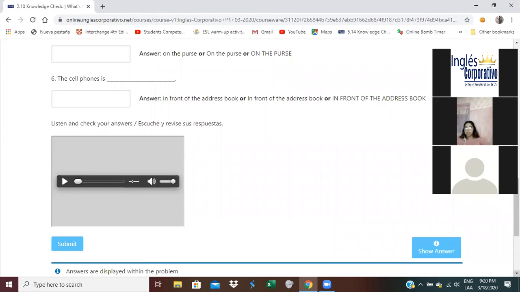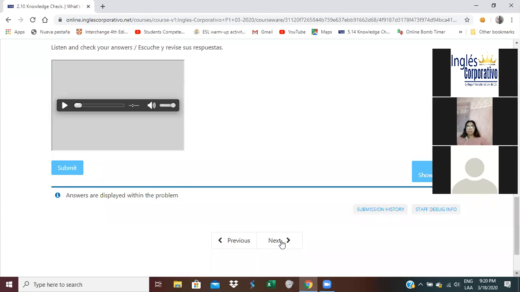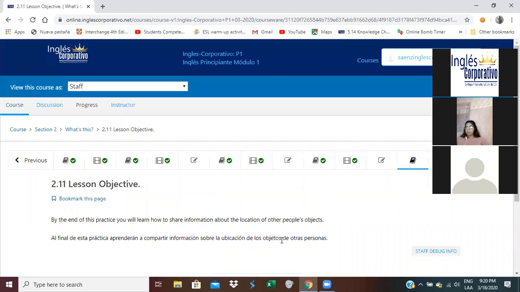Very good. All right, so we're going to go ahead and look at the next one, which is 2.11. By the end of this practice, you will learn how to share information about the location of other people's objects.